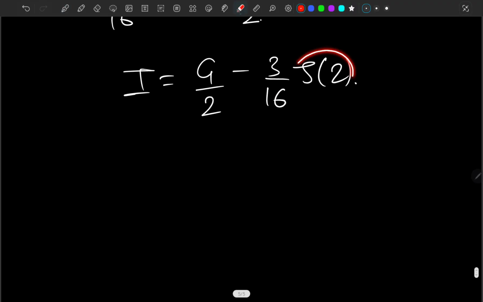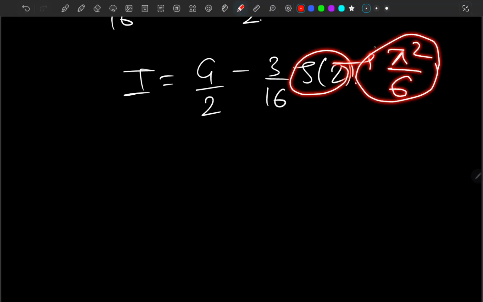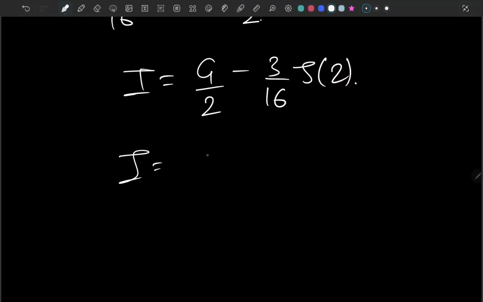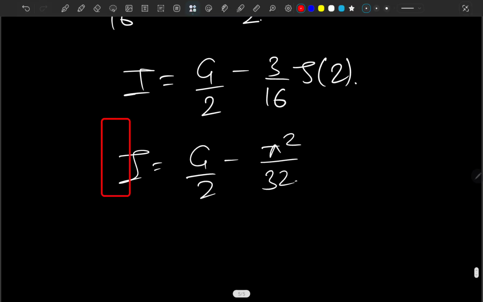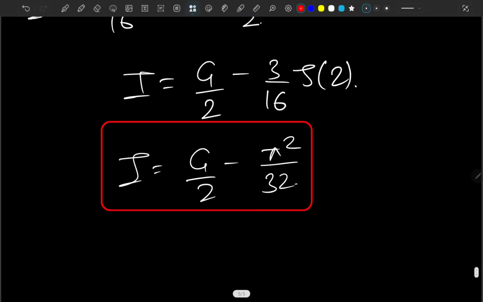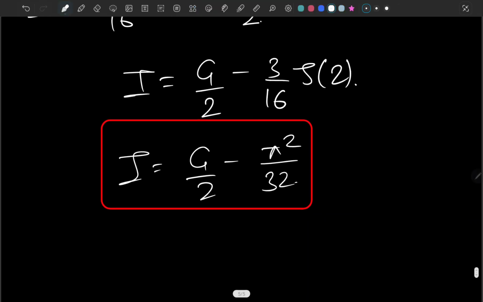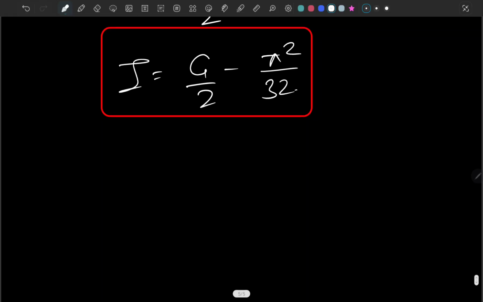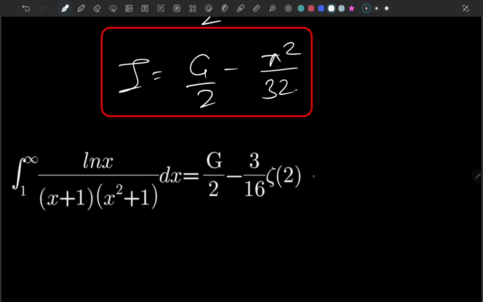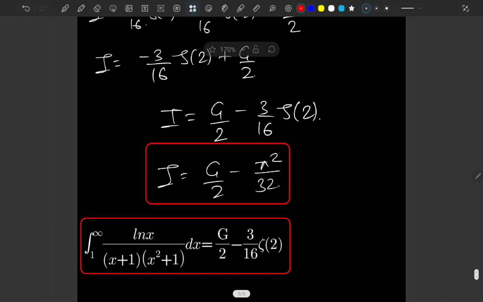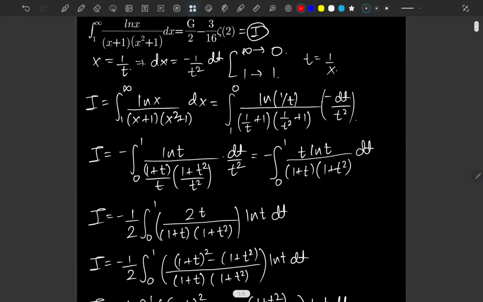And if we plug in pi squared over 6 here, we're going to have I equals g over 2 minus pi squared over 32. Isn't that amazing, guys? We got to learn a lot of things from here because we made use of infinite sums, geometric infinite series, and a lot of things. So yeah, this is being proven. And that was a really amazing journey, guys, because we used a lot of things. Let me just go through it once here.